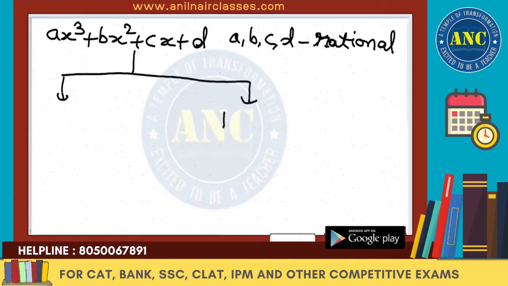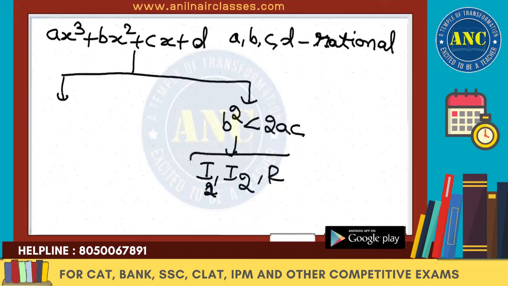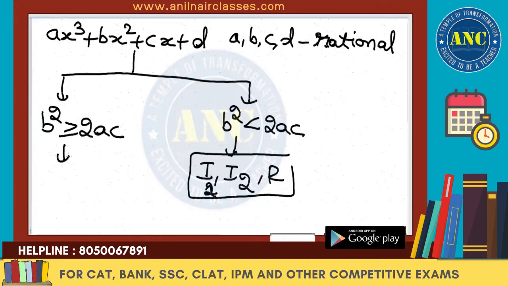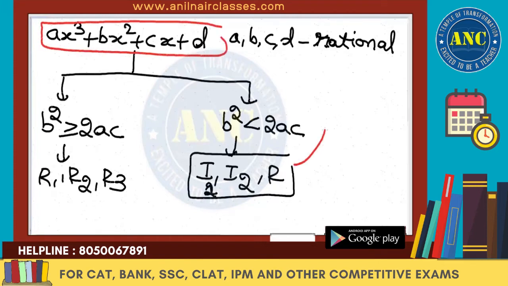Very, very important point. b² < 2ac is the condition for it to get imaginary roots. Imaginary roots always happen in pairs, so I1 and its conjugate I2. b² ≥ 2ac is for the three roots to be real: R1, R2 and R3. Extremely important point for a cubic equation, the condition for the roots to be imaginary.